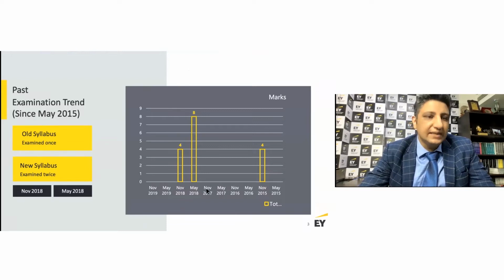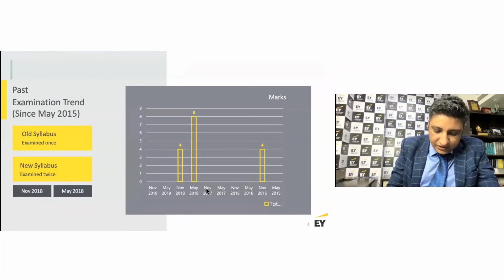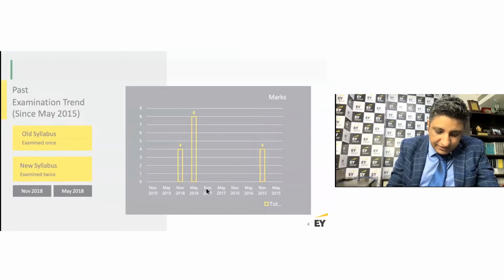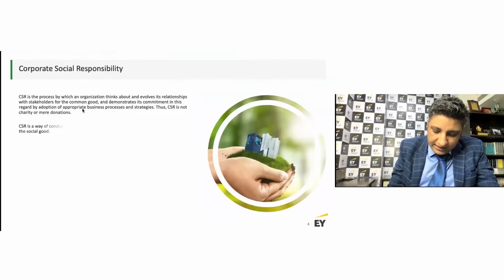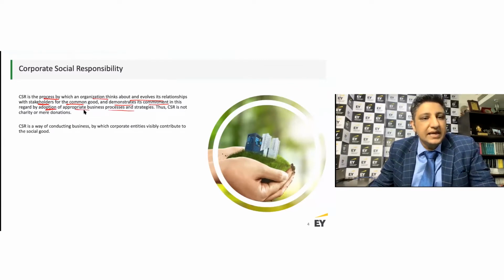When you look at CSR, importantly, it says that it's a process by which an organization thinks about and evolves its relationships with stakeholders for the common good, and demonstrates its commitment in this regard by adoption of appropriate business processes and strategies.